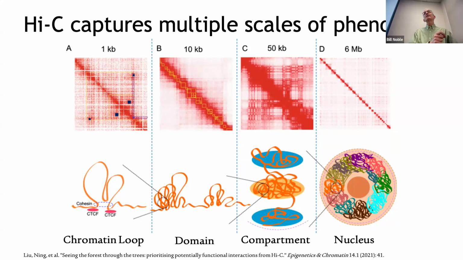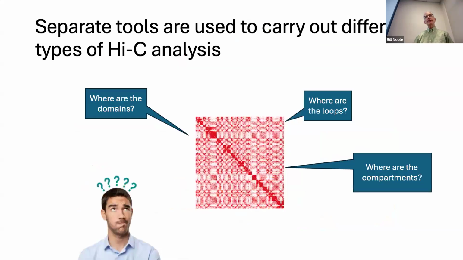And then at the finest scale, you can also see loops, which often show up as punctate dots, which correspond to two loci that are interacting from far away and forming a chromatin loop. Okay, so one of the funny things about this field is that you can ask different questions about a Hi-C contact matrix, but they're often answered by totally different tools.